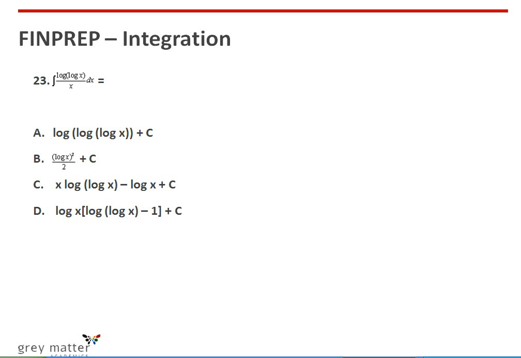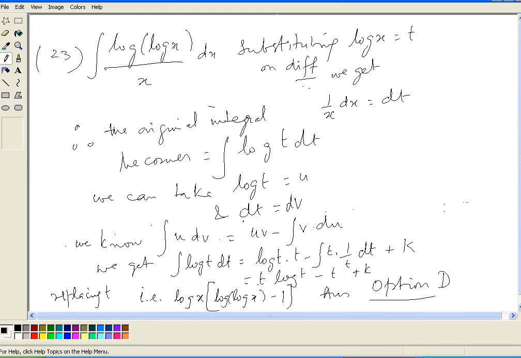23rd problem, integral log of log x by x dx. Going to our worksheet, substituting log x equal to t, on differentiating on either side we get 1 by x dx equal to dt. Therefore the original integral becomes integral log t dt. We can take now log t to be equal to function u and dt to be equal to dv. We know that integral u dv equal to uv minus integral v du.